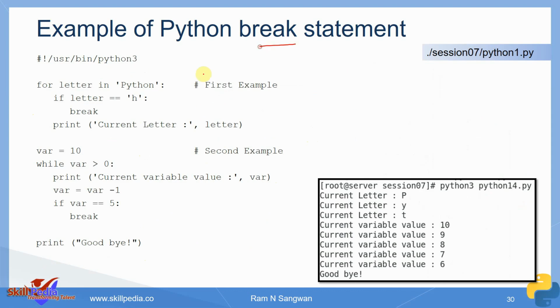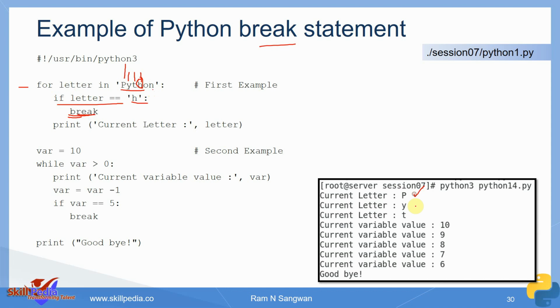This is an example of the break statement. We have done that for letters in Python. If letter is H, break. That means this will be executed, this will be executed, this will be executed, but here this will stop. Though we are saying please continue to all the letters, here it will stop because we are using the break statement.